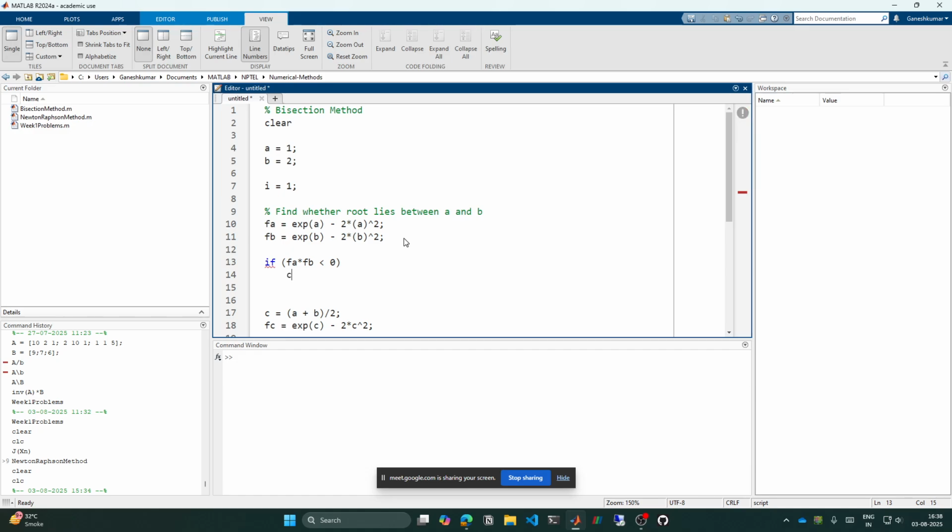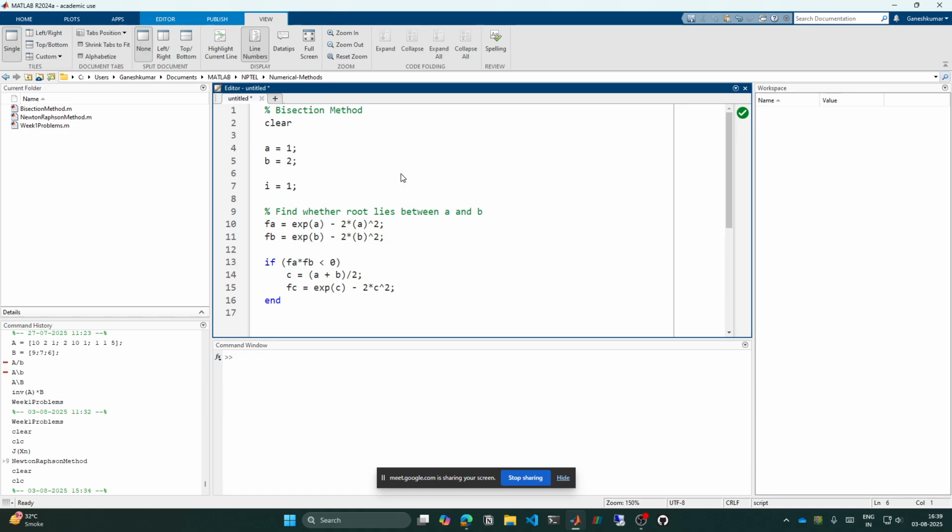You start by finding c, which is (a plus b) by 2, right? And if that is the case, then you will find f of c, right? And after that, you will find whether c is a root, or whether the root lies between a and c or b and c, right? So this is what you will do first.